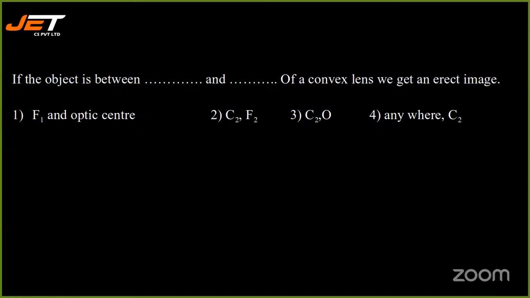Okay, if the object is between dash and dash of a convex lens, we get an erect image. You should be answering this question. This is the very latest question that we have dealt with in the theory class. So if the object is between dash and dash of a convex lens, we get an erect image.